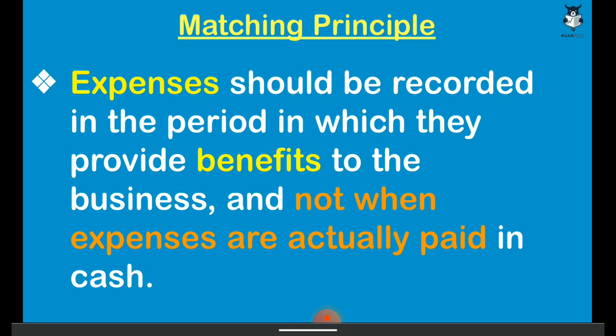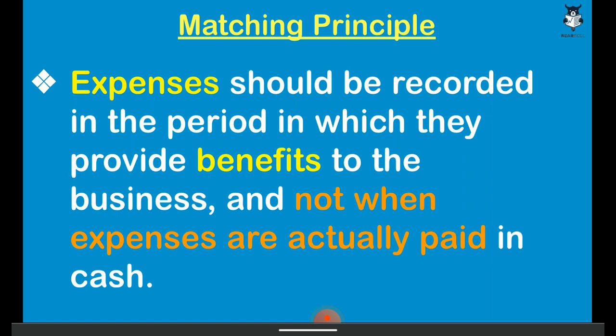Now, what is matching principle? Matching principle simply says that expenses should be recorded in the period in which they provide benefits to the business and not when expenses are actually paid in cash. So it's essentially the opposite or flip side of revenue recognition principle. It says that expenses should be recognized in the period in which they provide benefit to the business and not when actually paid.